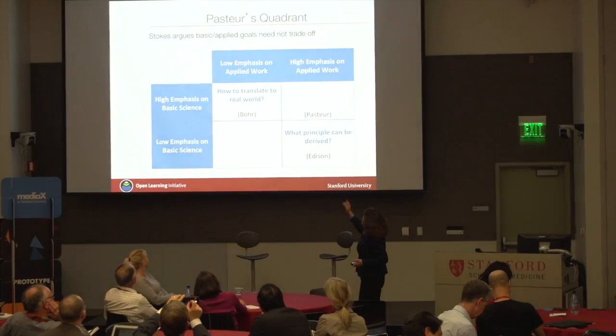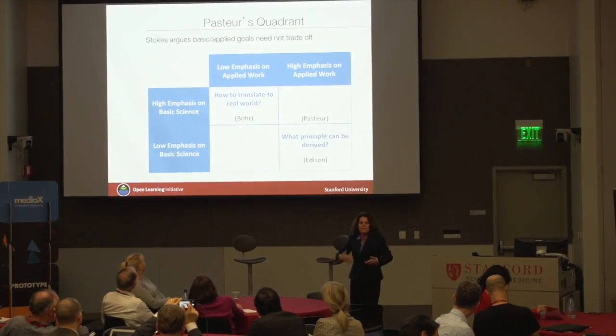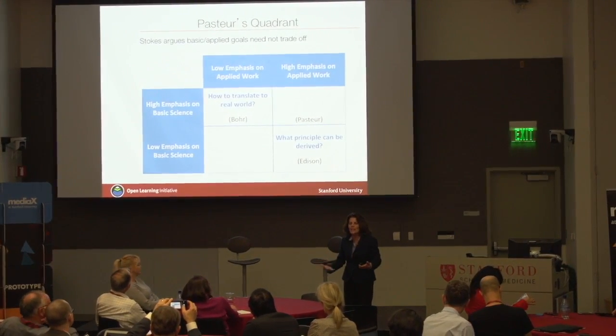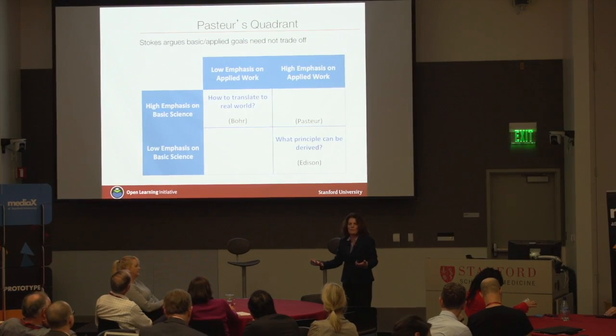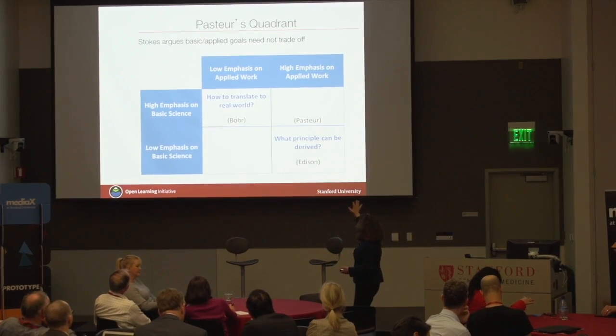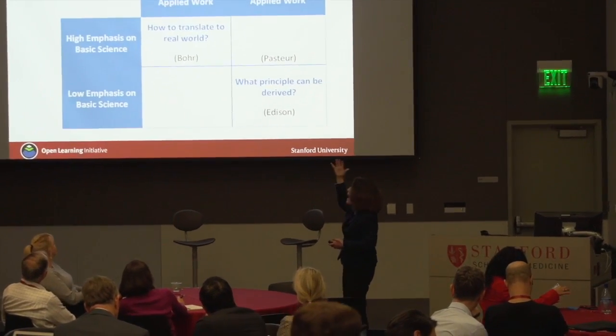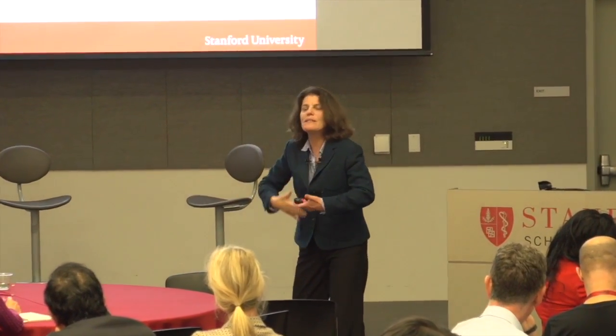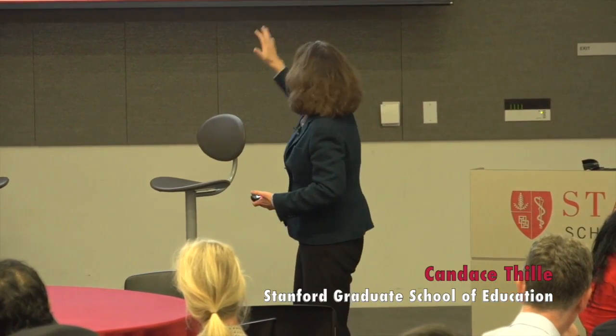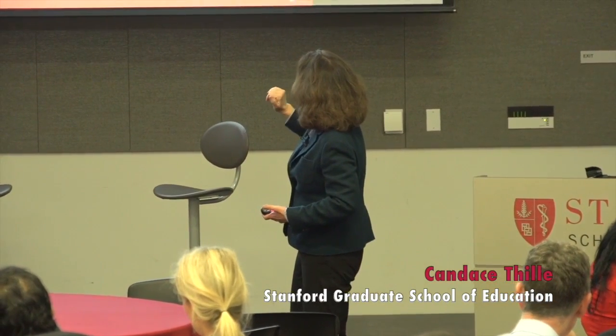So education science is fundamental science. Anyway, the problem if you're working in Bohr's quadrant, if you find some basic generalizable knowledge, is that often it's a question of how do we translate it to do something in the real world. If you are working in Edison's quadrant, where you have a high emphasis on solving a real world problem, but a low emphasis on building our fundamental understanding, your challenge there is: we solve this immediate problem, but what principle can we derive from that to solve other unlike problems? So that's the challenge in those two quadrants.